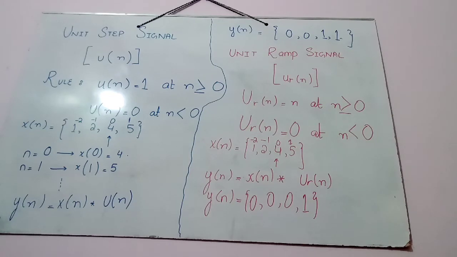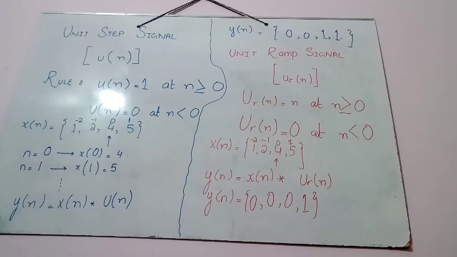Now coming towards the unit ramp signal, we are going to represent it by ur[n], and the rule for this signal is that when n is greater than or equal to 0, then n is going to repeat itself. What does that mean? When n is greater than or equal to 0, you will have the value of n at that place, and when n is less than 0, you are having 0 as the answer.